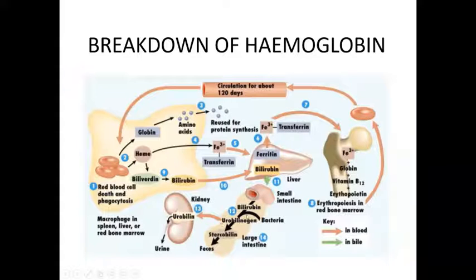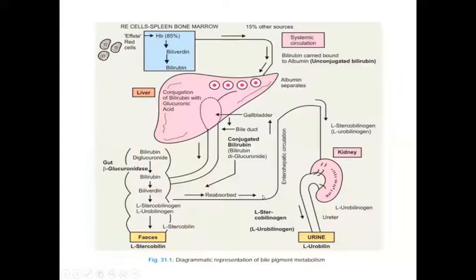So this urobilinogen enters into the kidney and is converted into urobilin, which is yellow in color. It is excreted from the body in the form of urine. So that's why your urine appears yellow in color. Now this urobilinogen is again converted into stercobilin. Stercobilin is another pigment which is excreted from our body through the feces. So this is how the breakdown of the hemoglobin takes place.